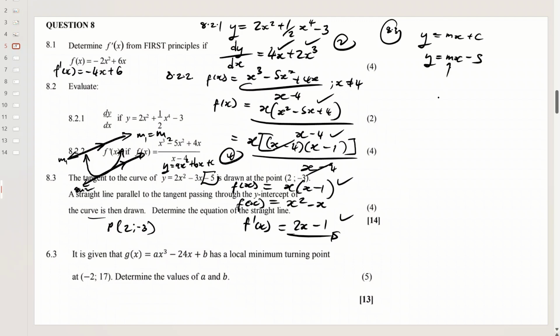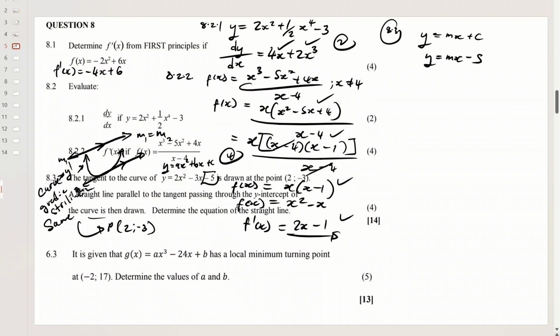We need to find the gradient. How do we find the gradient, guys? Always remember, the gradient of a tangent, not the gradient of a tangent, the gradient of the curve and the gradient of a straight line, they are the same at this point, 2 there. x is equal to 2. I told you before. You still remember that?